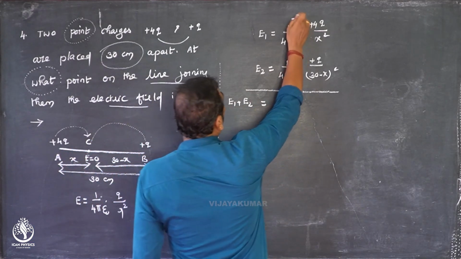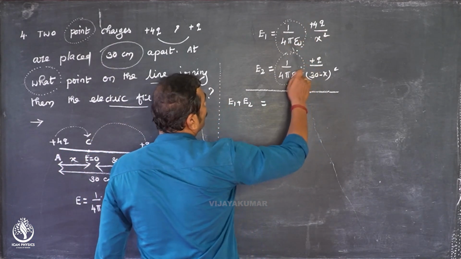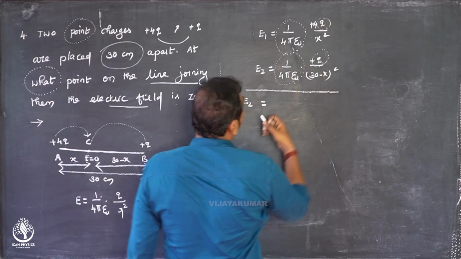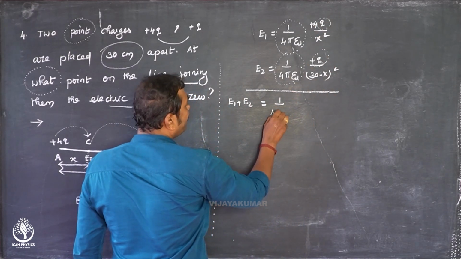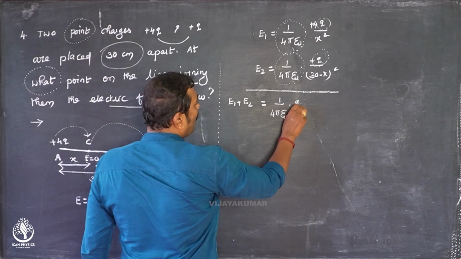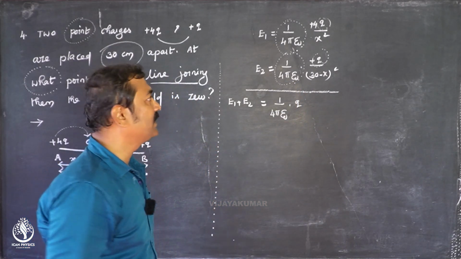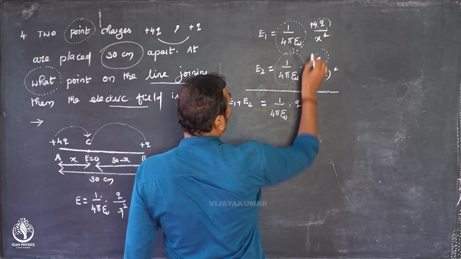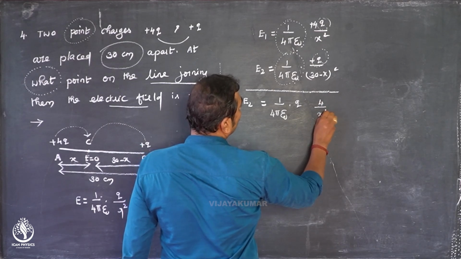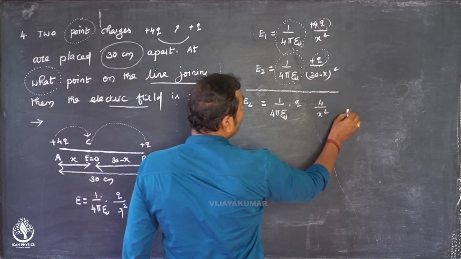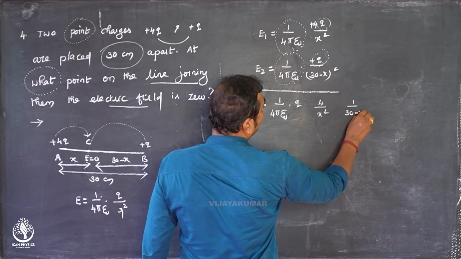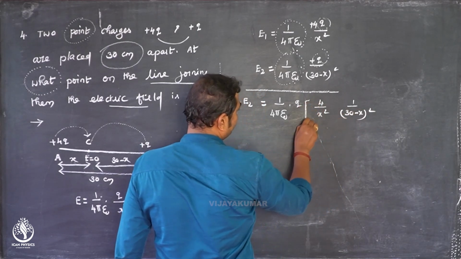So 1 by 4 pi epsilon 0 and q can be taken as common. What about the remaining? 4 by x square, and 1 by 30 minus x the whole square.